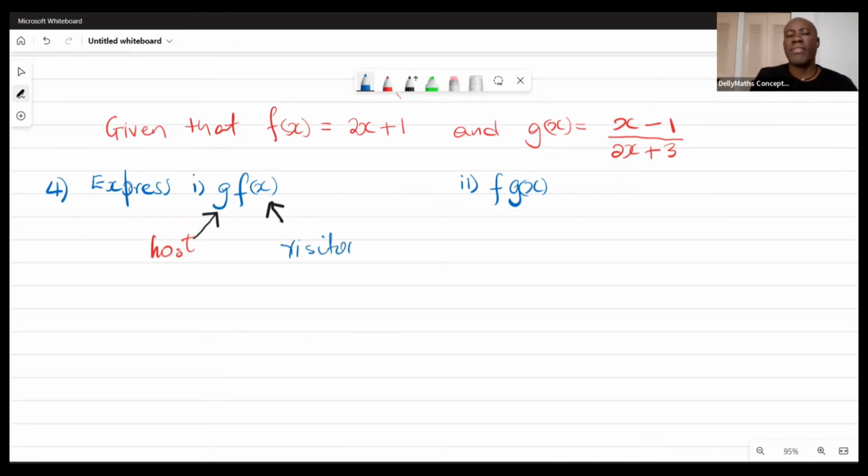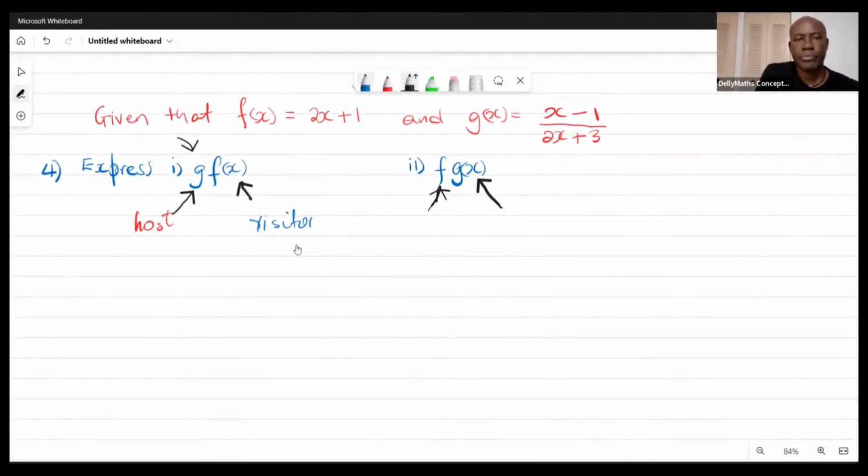So if we view it like that, then the f function will take itself and go sit in the g function for the first one. But for the last one here around the back, the f function will be the host and the g function will be the visitor in that case. So let us start off with the first question. This one right here. We'll start off by writing the host function, which is the g function. So the g function says x minus 1 over 2x plus 3. So what we're going to do is put the f function in the g function.